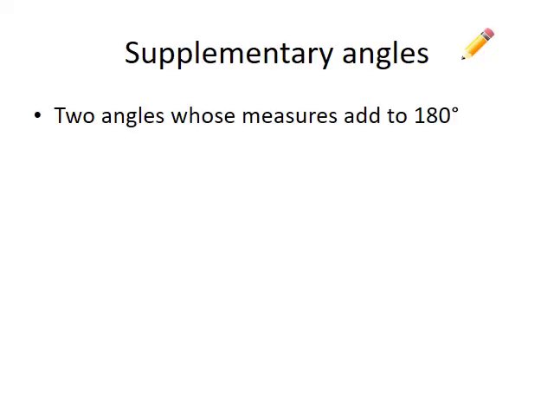Supplementary angles are two angles whose measures add to 180 degrees. So we can see in our diagram here that we have angle 4 and angle 3, and these two are a linear pair because they are adjacent and they form a line. And we can also see that the measure of angle 4 is 56 degrees.